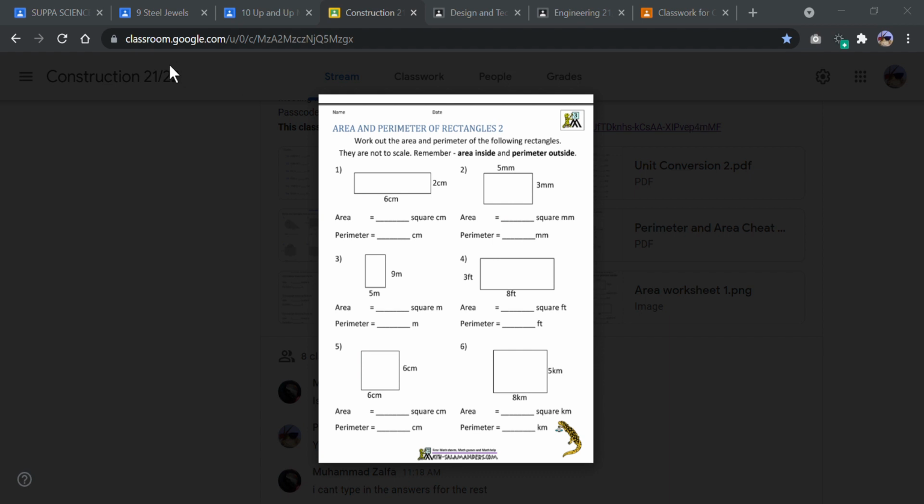160. 160 what? Centimeters. Millimeters squared. Okay, alright. So, millimeters. So the perimeter equals 160 millimeters. So remember, area is in squared, perimeter is just millimeters.